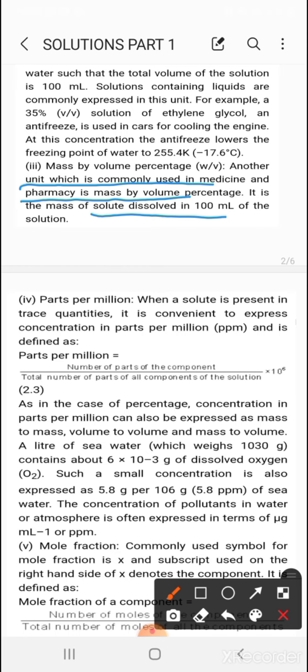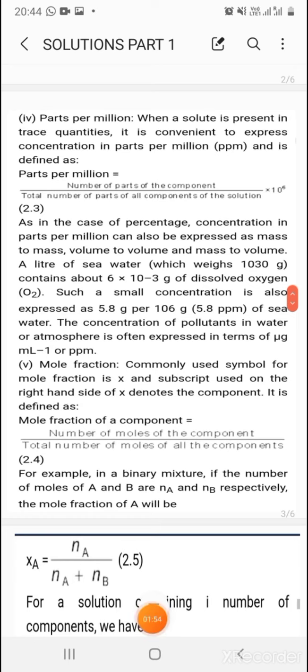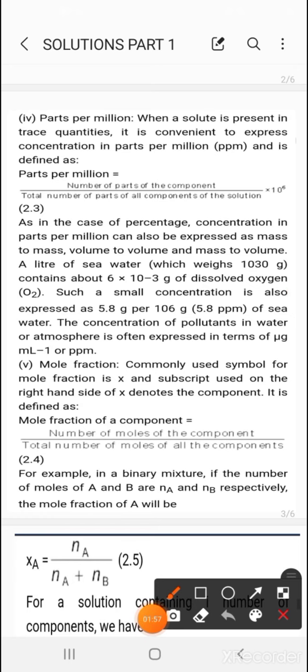Now next is the parts per million. Now what do you mean by parts per million? Just as we were studying above, parts per 100.